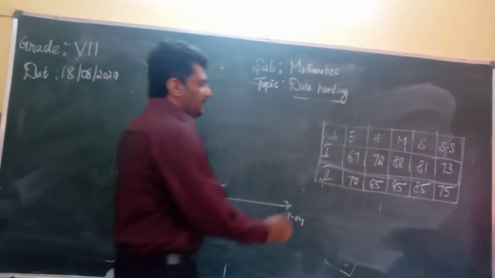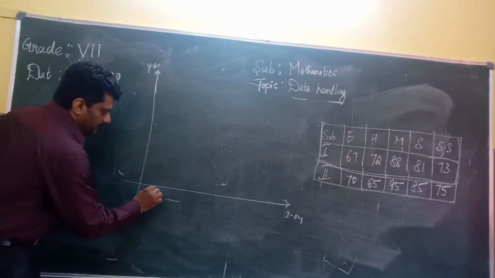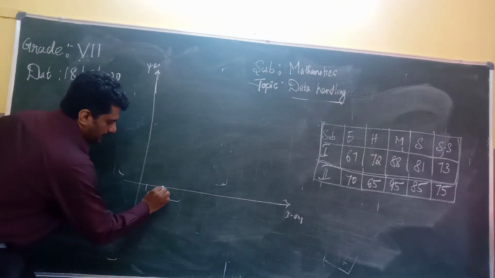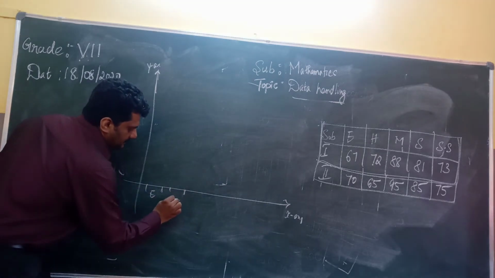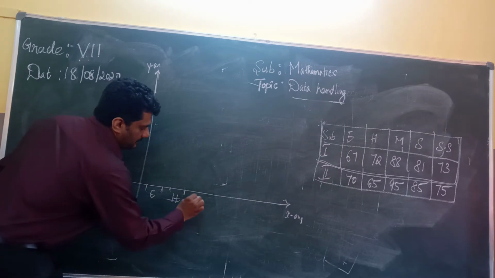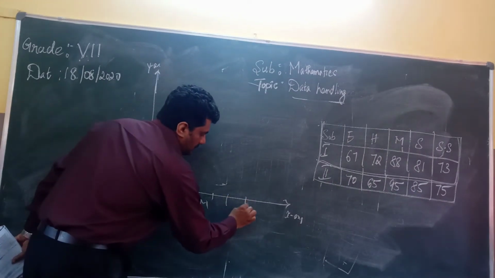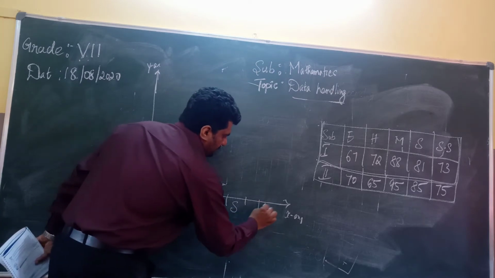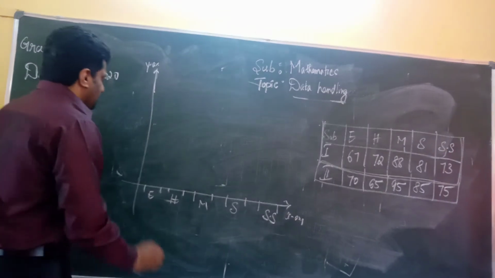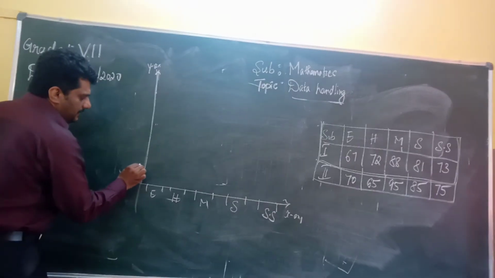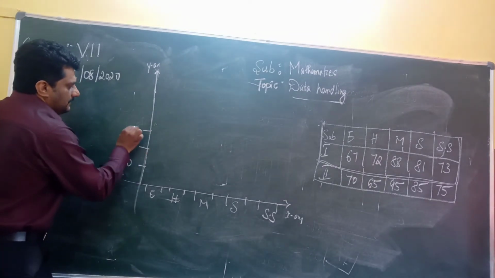Now how many subjects do we have here? 1, 2, 3, 4, 5. So first one, take it as English. Second one, take it as Hindi. Third, Maths. Fourth, Science. Fifth, Social Science.